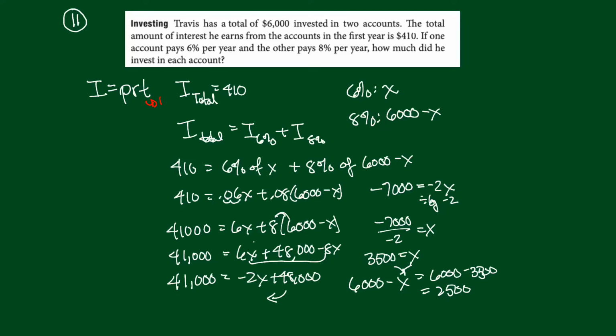So let's summarize. I'll do this up here. So how much did we invest at 6%? Well, that was $3,500. And at 8%, that was $2,500.